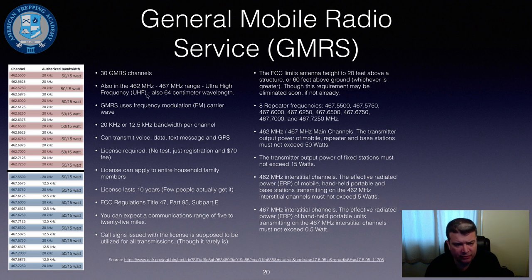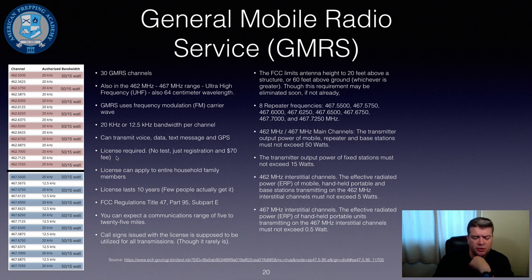It's UHF, and it also has that same 64 centimeter wavelength. The GMRS uses frequency modulation as its carrier wave, and it has either a 20 kilohertz or a 12.5 kilohertz bandwidth per channel. Now you can transmit voice, data, text messaging, and GPS coordinates on GMRS. So you're authorized a little bit more functionality on the GMRS band.